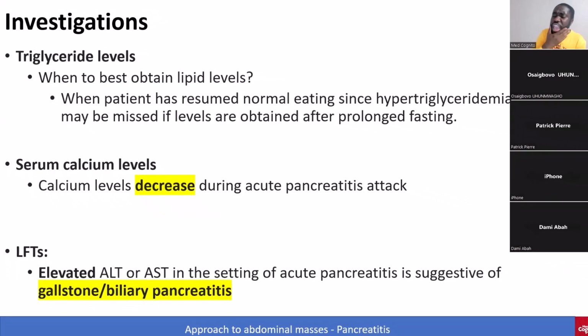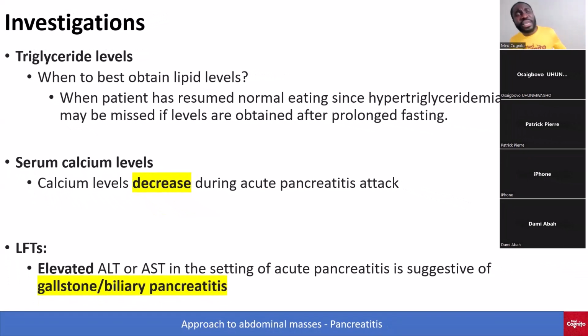With the liver function test, if a patient has epigastric pain and you don't know whether the patient has gallstones or not, and you see elevated ALT and AST, that is highly suggestive of gallstone or biliary pancreatitis. Let me say it again. Calcium levels will be decreased during an acute pancreatitis attack. If you see a patient who comes in with pancreatitis and the liver function test is abnormal, especially ALT or AST, then you want to start thinking that a gallstone is causing that pancreatitis.